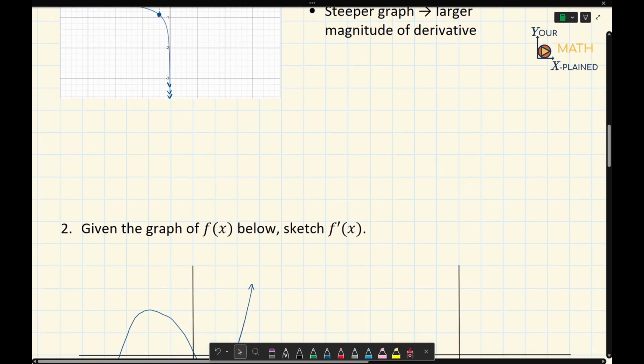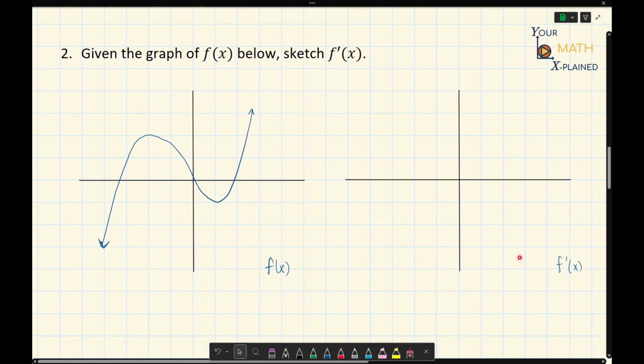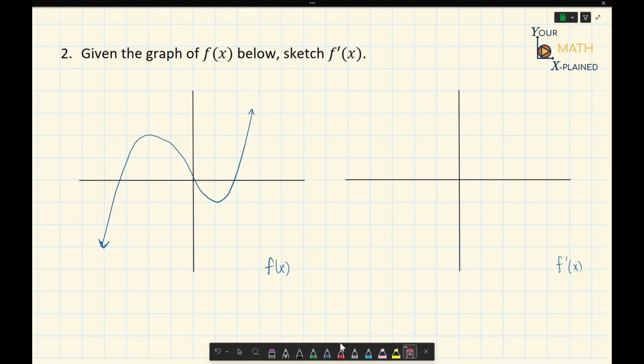And now let's go ahead and use that knowledge to sketch the graph of f prime of x. So here we're given the graph of f of x, and we're asked to sketch the derivative. So the important points here would be to find first where the slope is 0. So that would be right over here and right over here. These are where we have our horizontal tangents. So right there and right there.